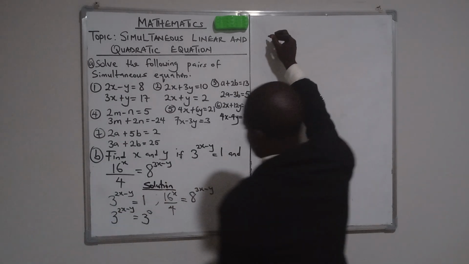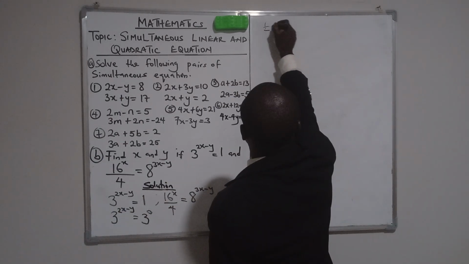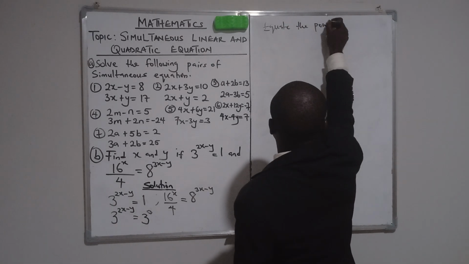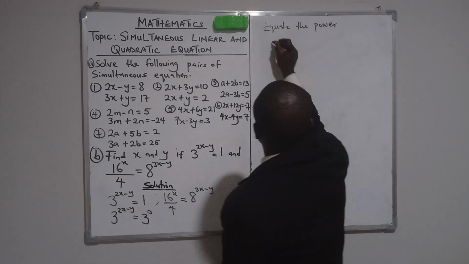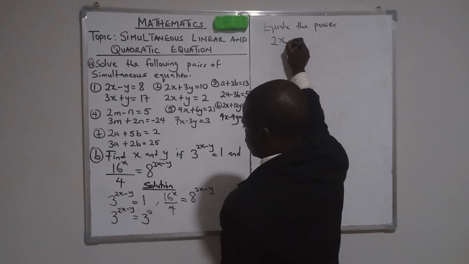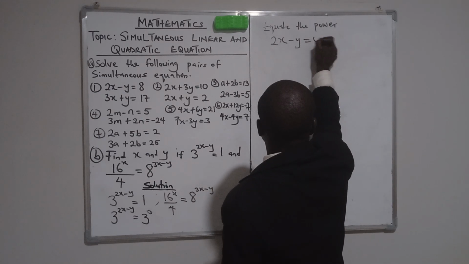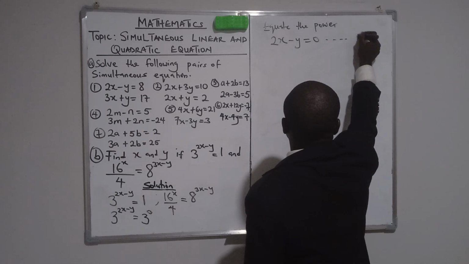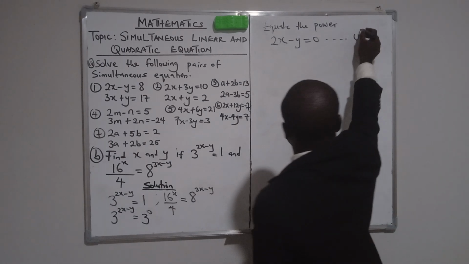Now equate the power. When you equate the power, you now have 2x minus y equals 0. Let's call that equation 1.